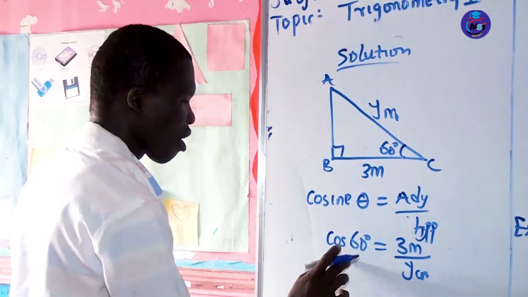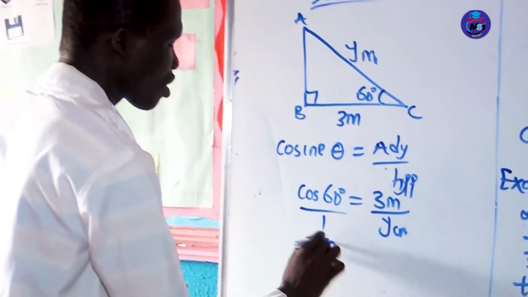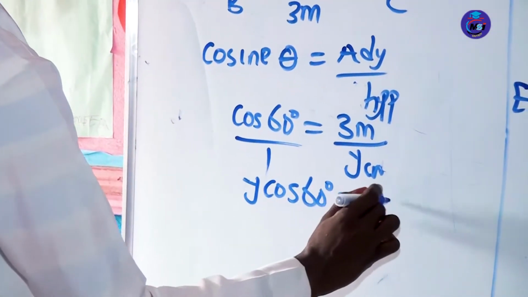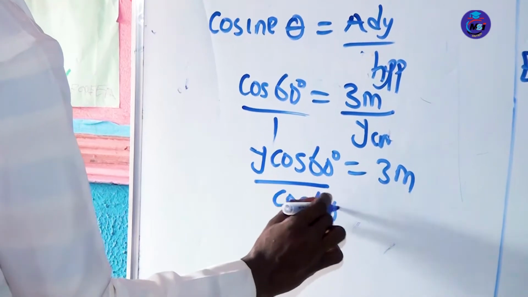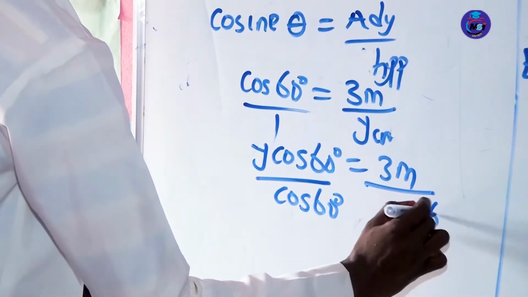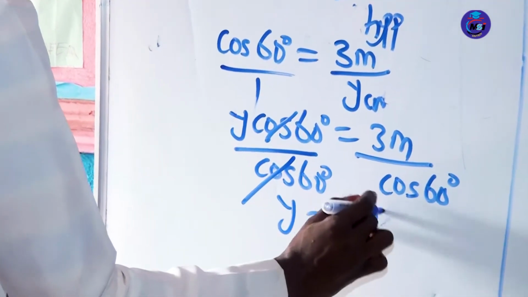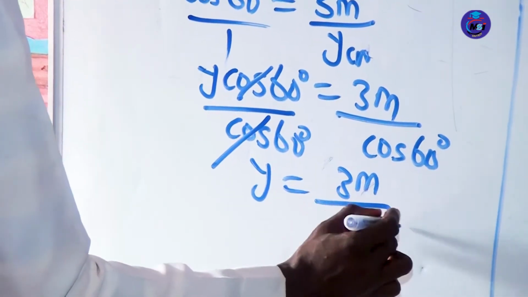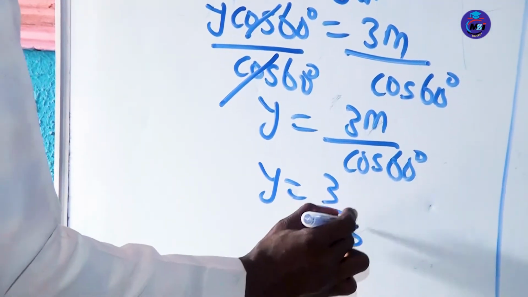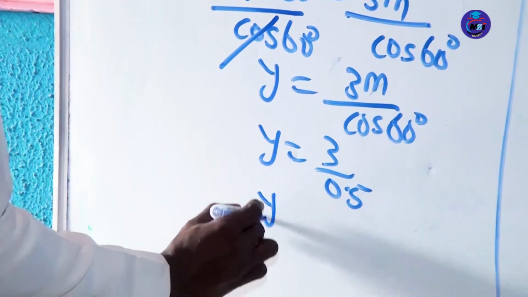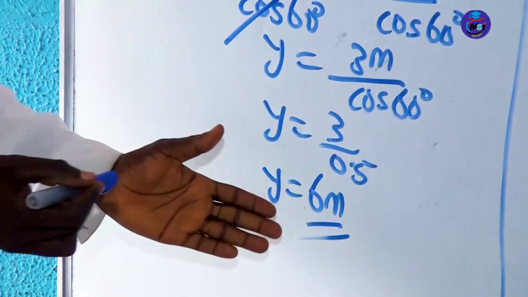Okay, now this will give us, divided by 1, you cross multiply, you are going to have y cos 60 degrees equals to 3 meters. Okay, now divide both sides by cos 60. Now we cancel this, y will give you 3 meters all over cos 60 degrees. Cos 60 degrees will give you 0.5. Okay, so y will give you 6 meters. So I believe you understand this.